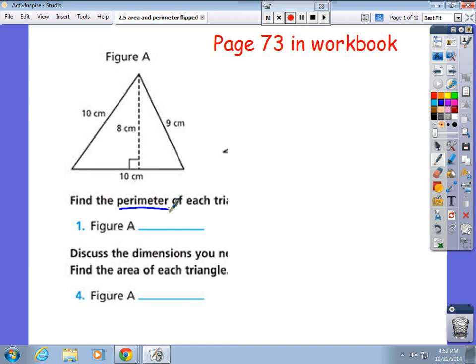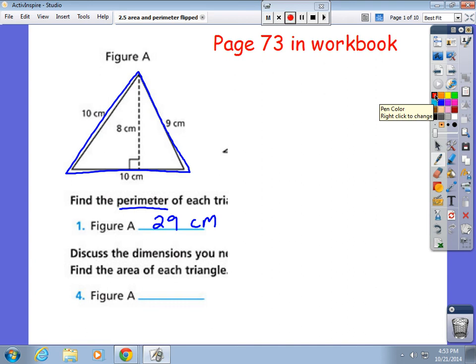Perimeter is adding up the outside, so this is 10, that's 20, and 9, 29. Now, we measured these in straight lines all the way around, so it's just centimeters. 29 centimeters.